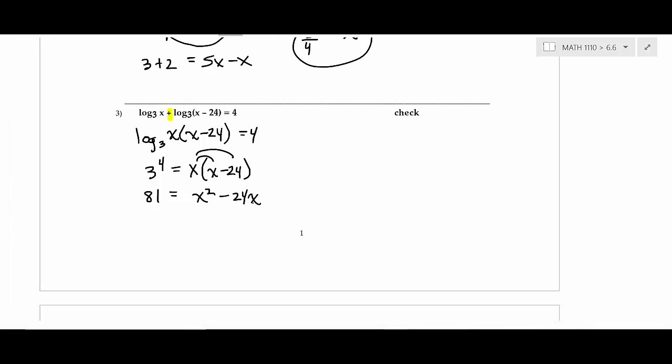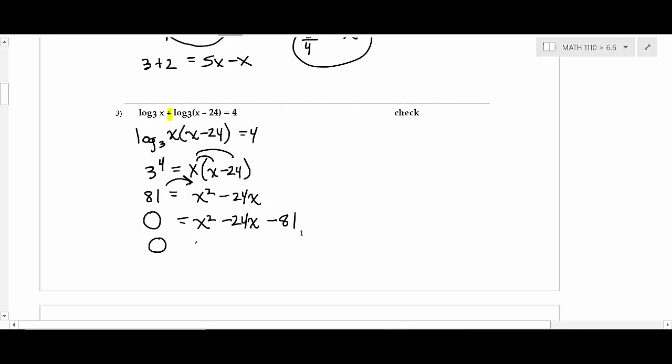It's a quadratic equation. One side equals 0, right? And try to factor. Hopefully it'll factor. So we're going to move that over like that. So that's going to be 0 equals x squared minus 24x minus 81 like that. So this one does factor, I'm pretty sure. If it didn't, you'd go to the quadratic formula. So what we'll do on this is the factoring.